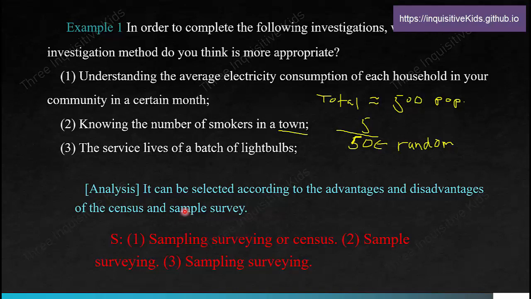Testing these requires a lot of time. So you probably won't have time for, say, a whole 500 of these. So that would be using sample surveying. But of course, if it's a super tiny amount of just 5 light bulbs, you could probably also do a census, and that would be more accurate.